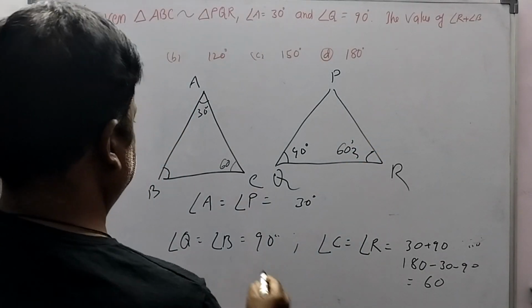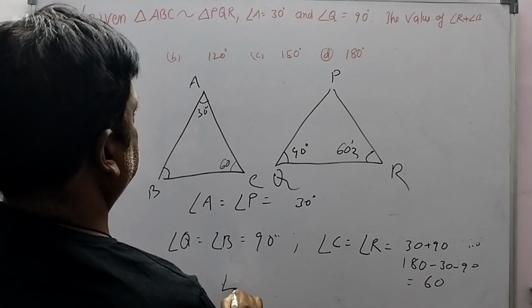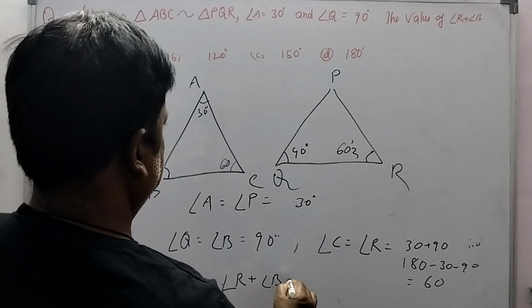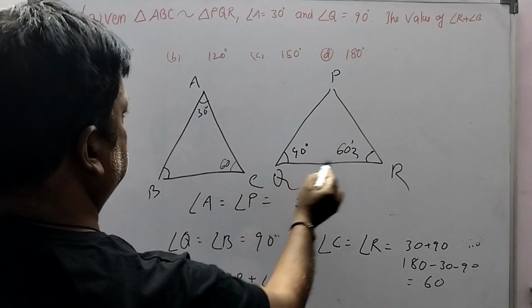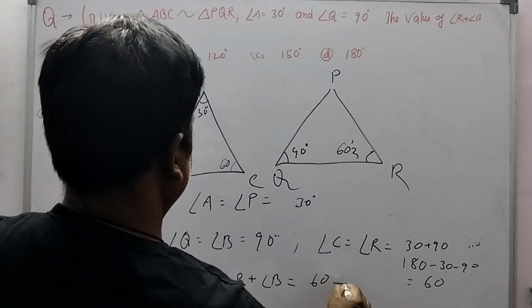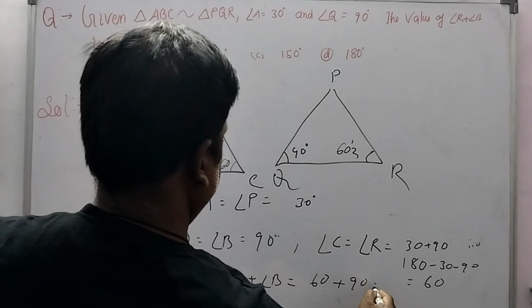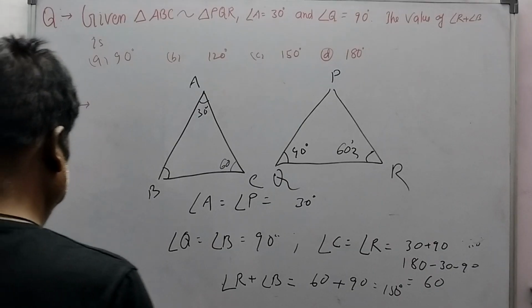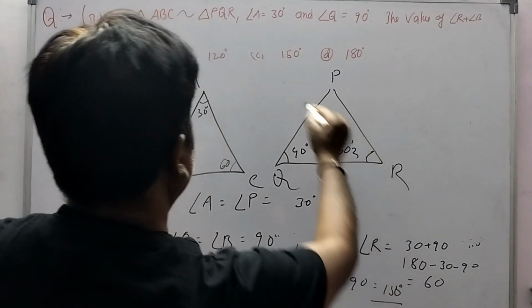So angle R plus angle B equals angle R, 60 degree, plus angle B, 90 degree. So 150 degree total. The answer will be 150 degree.